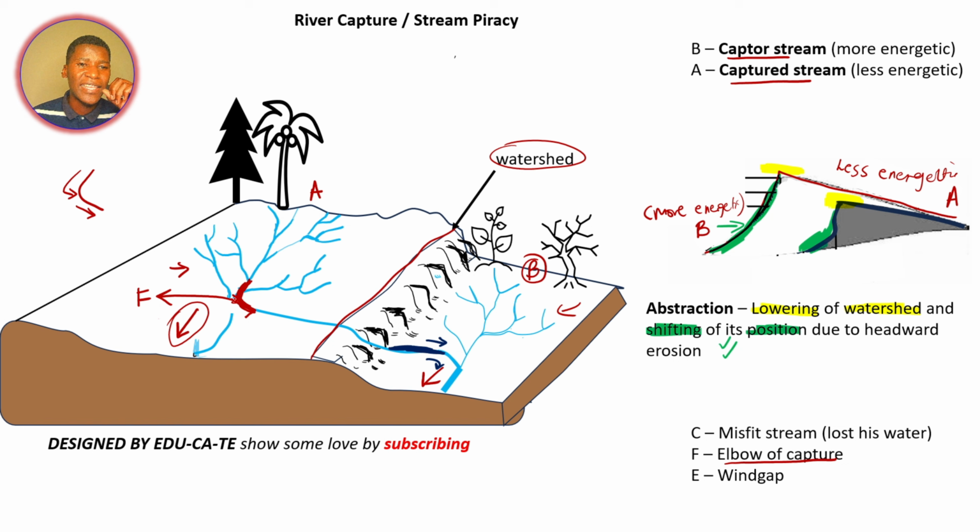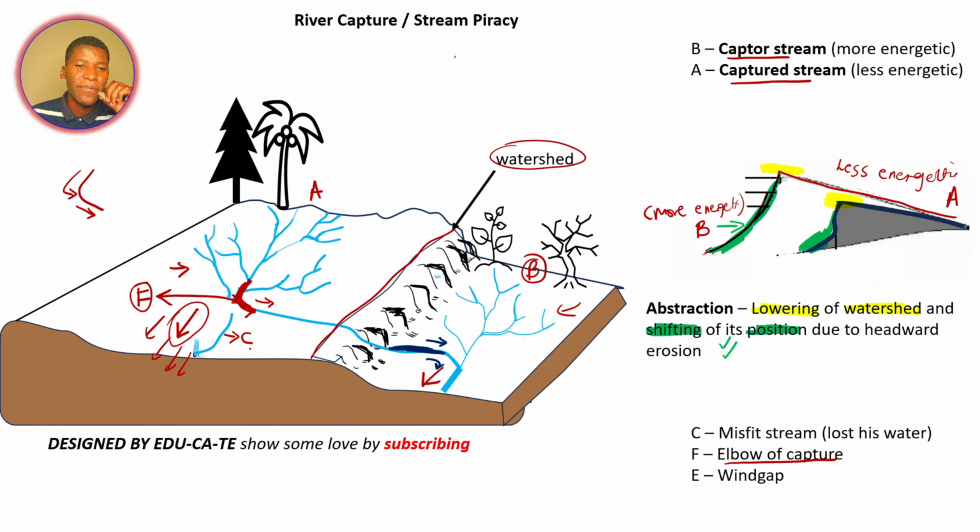So since we have said that the elbow of capture is where river A turns and starts flowing towards river B, remember, river A initially was flowing in that direction. At first, it was flowing towards that direction. Since river A is now flowing towards river B, there is a small stream from river A that will remain. This stream has lost its water because basically the water is now going towards river B. It is no longer going in that direction. So this smaller stream that will remain here is known as a misfit stream.